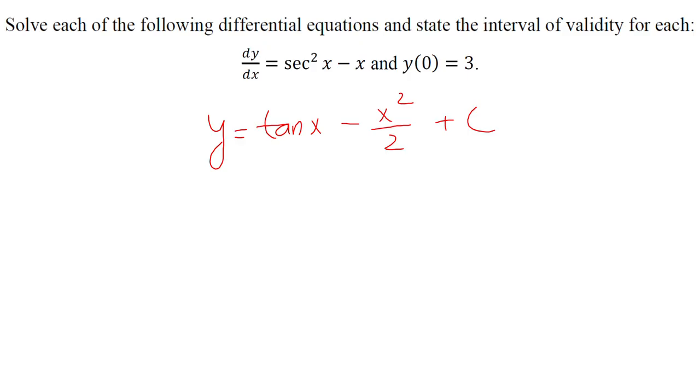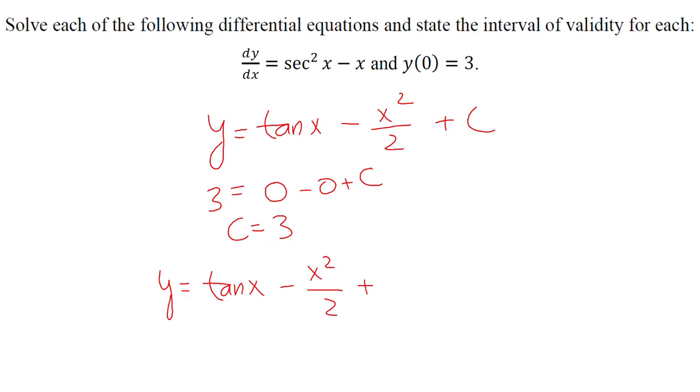When we plug in 0 for x, we need to get 3 for y. So tangent of 0 is just 0. And 0 squared over 2 is just 0. So we end up with a constant of 3. Well, our final answer should be y equals tangent x minus x squared over 2 plus 3. But we have to think about the interval of validity.